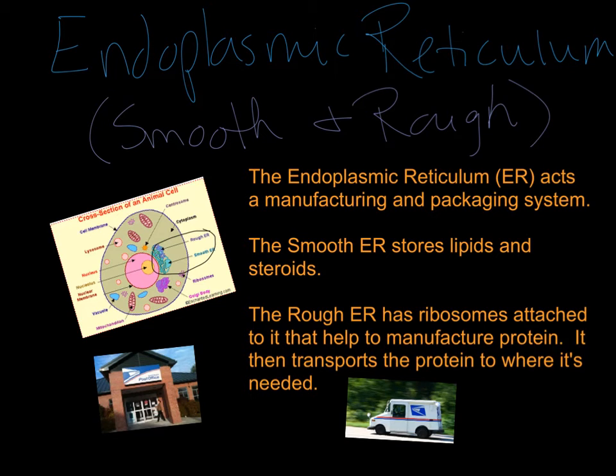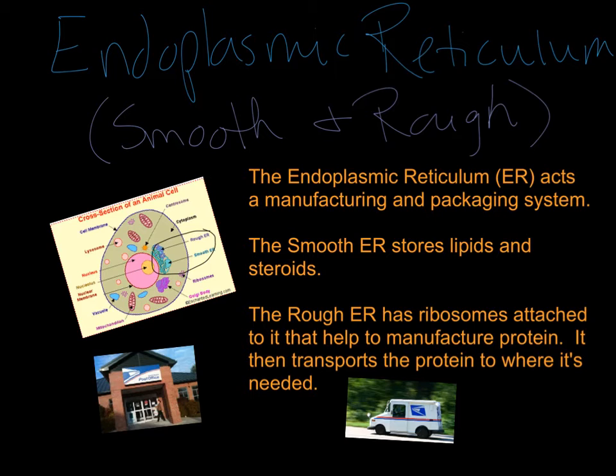Now we get into something known as the endoplasmic reticulum. We have two types. We have smooth endoplasmic reticulum and rough endoplasmic reticulum. So let's focus on what the endoplasmic reticulum does. The endoplasmic reticulum, also known as the ER, acts as a manufacturing and packaging system. Alright, so think of it kind of like a post office and like those postal trucks and mail trucks as they're going and delivering packages. That's kind of what the ER does.